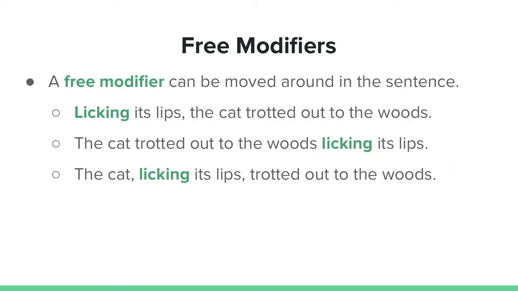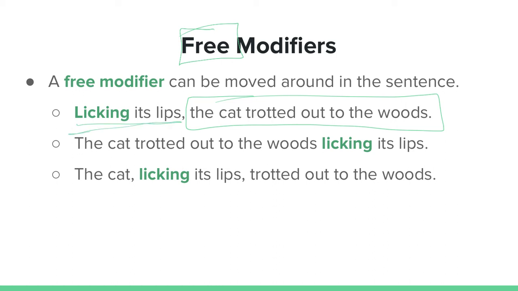Now, a lot of these adjectival steps, especially the ones that start with participles, can be considered free modifiers. They are free because they can go in different places in the sentence. You can move them around. So for instance, if we have the base clause, the cat trotted out to the woods, and we have this adjectival step, licking its lips, we can put that anywhere. Licking its lips, the cat trotted out to the woods. The cat trotted out to the woods, licking its lips. The cat, licking its lips, trotted out to the woods. It can go in the middle, it can go at the beginning, it can go at the end. That's why it's a free modifier.